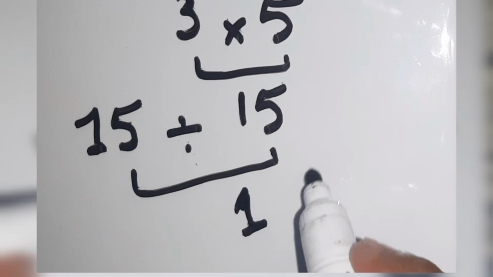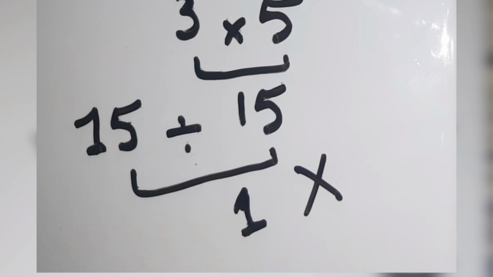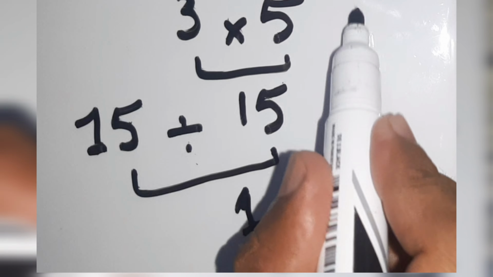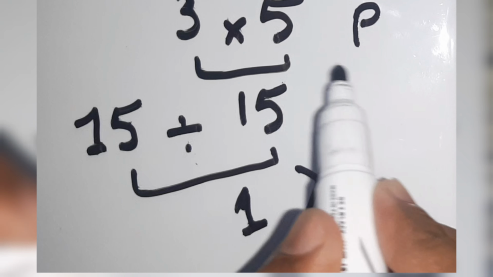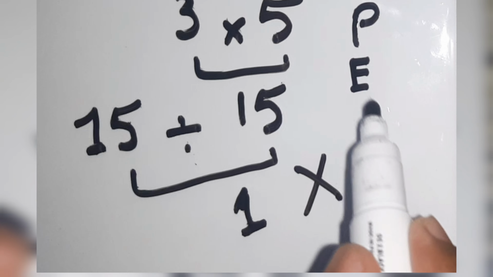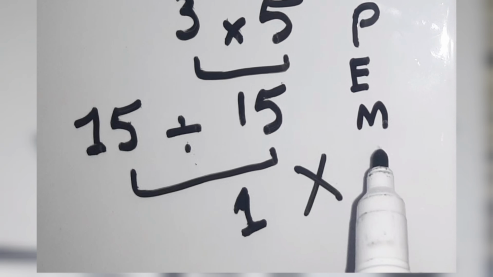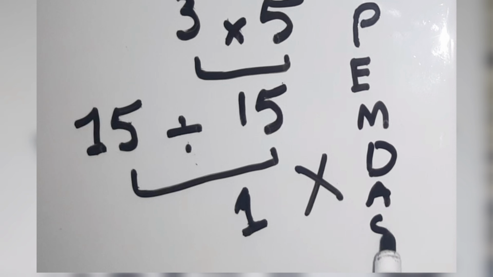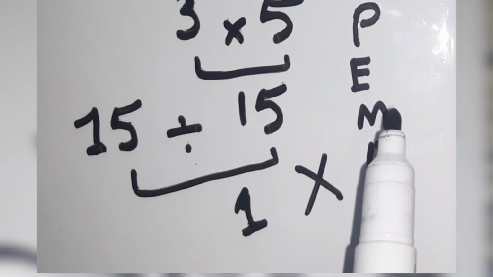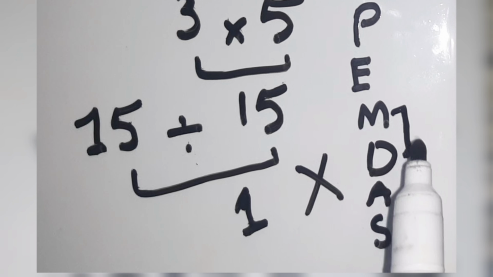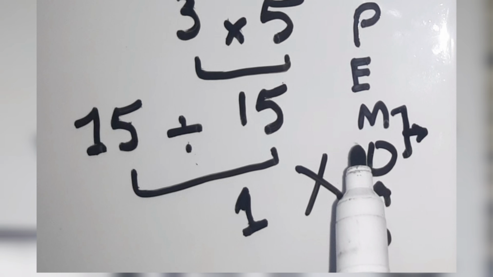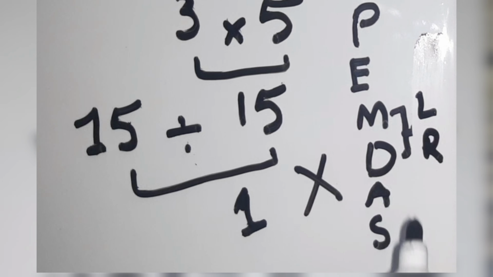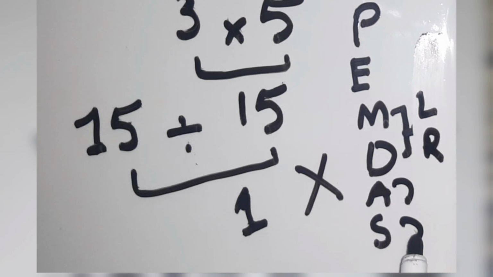But this answer is absolutely wrong because we didn't follow the order of operations, where P is for parenthesis, E for exponent, M for multiplication, D for division, A for addition and S for subtraction. Remember that multiplication and division have equal priority. Always work from left to right. The same rule applies to addition and subtraction.